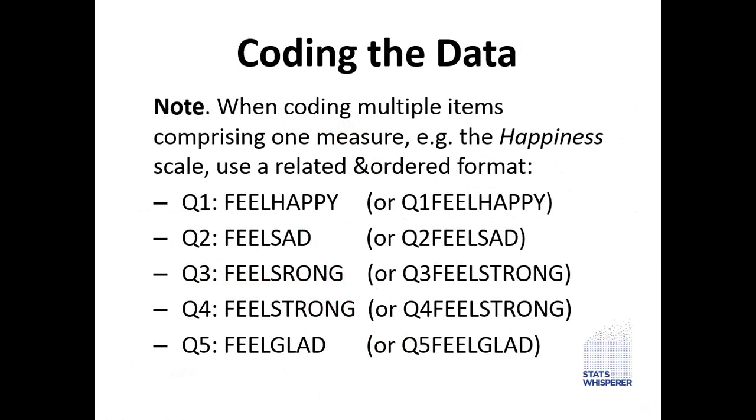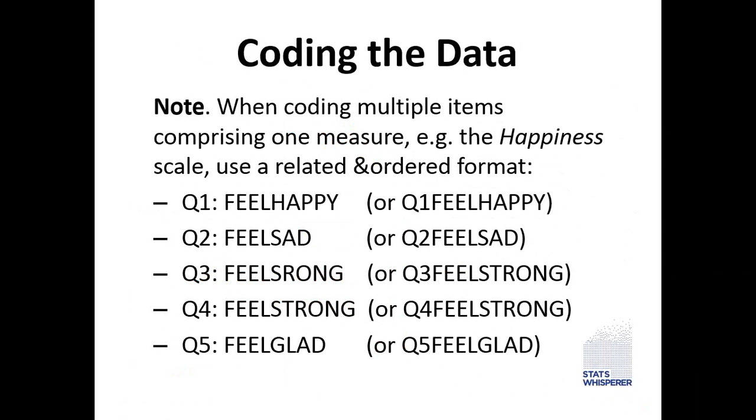Now, a special note when you're coding multiple items that comprise one measure, like the happiness scale, which we mentioned as a composite score of 5 items. Right? So when you have 5 items that make one survey, you might like to have some common theme to recognize that the 5 items go together. And so for our happiness measure, it says, do you feel happy? Do you feel sad? Do you feel strong? Right?